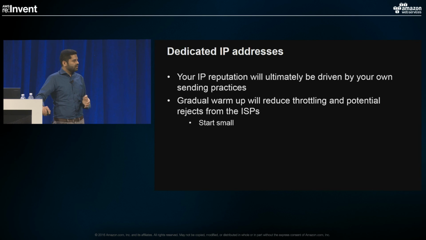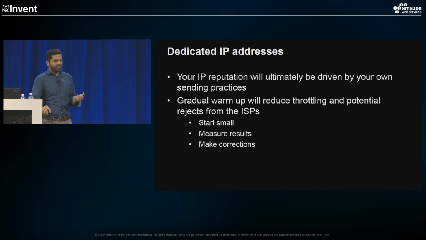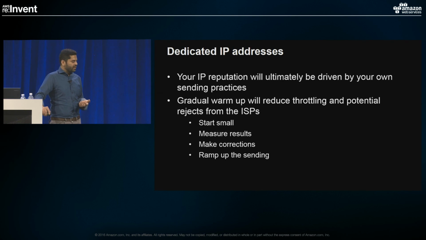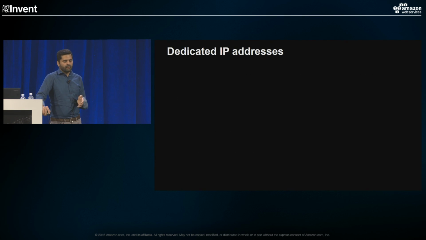So start small and measure the results. When you measure the results, make sure that you are getting favorable results. And then if there are any bad results, adjust that and make corrections and send more. So you are ramping up your sending, and gradually warming up, making sure that you are sending up to your peak volume. But with dedicated IPs, there are a couple of drawbacks.